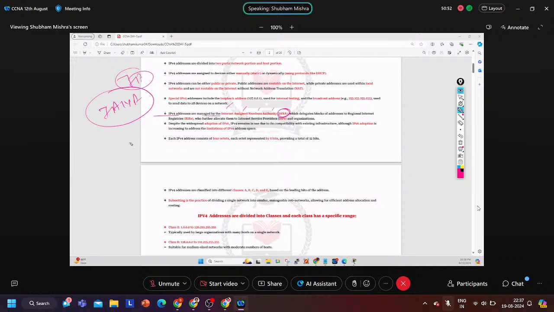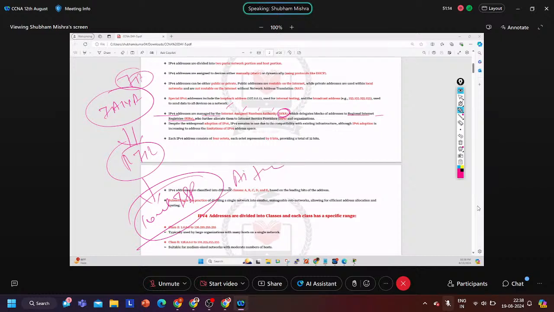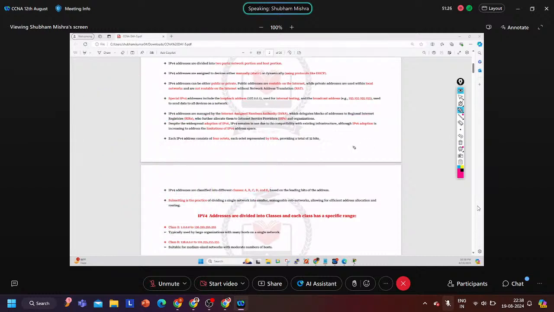IANA hands over bulk IP addresses to the Regional Internet Registry, RIR. This RIR supplies the IP addresses to the local ISP. So it doesn't mean that, let's suppose in India, Airtel or Jio are purchasing the IP addresses completely from IANA. No, they are purchasing a range of IP addresses, a range of networks, from the RIR. So basically, this is the hierarchy.